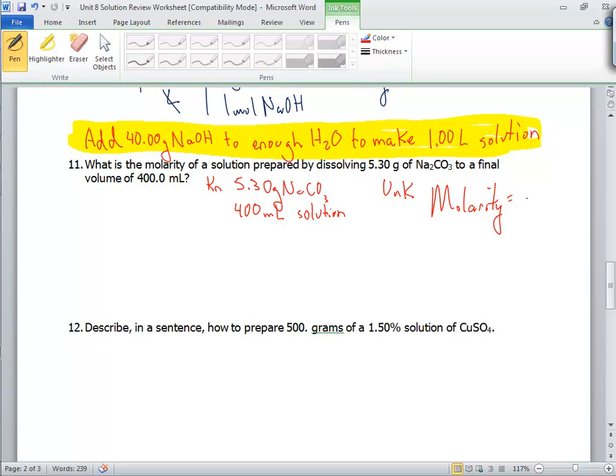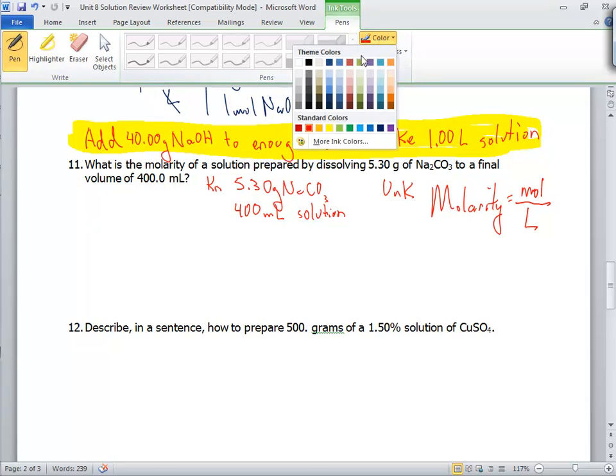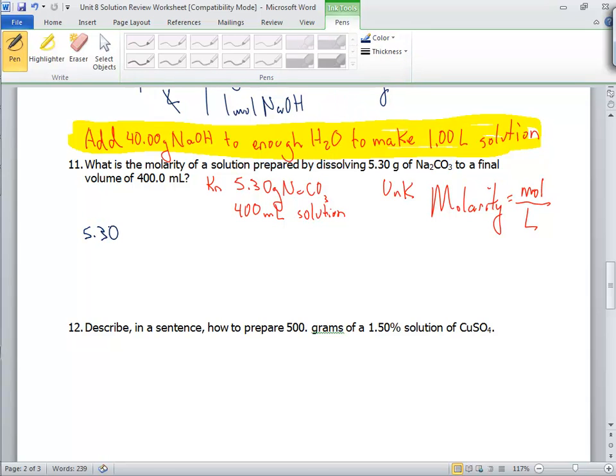Have you guys already got this? You don't need me to go through this one? What's molarity equal? Moles of solute divided by liters of solution. Well, this is going to be easy. How do we get moles of solute? 5.30 grams of sodium carbonate, and we're going to convert that to moles. If you don't get the formula right, you're not going to get the molar mass right. So thanks for checking me on that. And so I've got to figure out the molar mass of sodium carbonate.